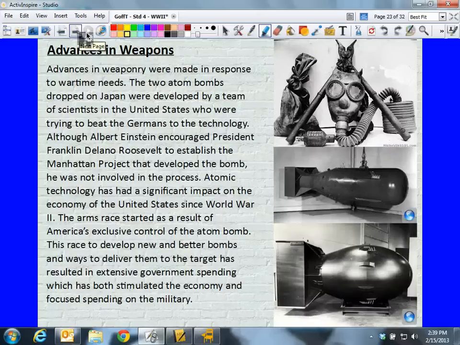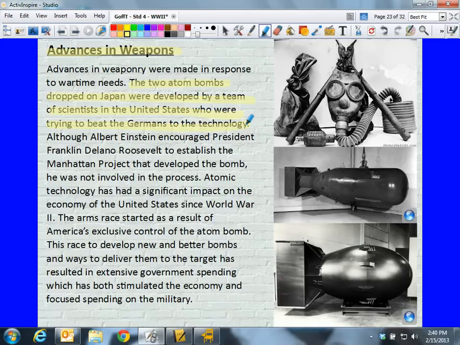There were also advances in weaponry. Weaponry changed drastically during this time. There's a few things that I want to emphasize during this time. The 2 atom bombs that were dropped on Japan were developed by a team of scientists in the United States who were trying to beat the Germans to the technology.